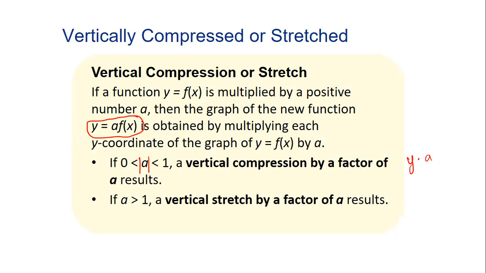So if it was a half, if it's a whatever, but this is going to apply to both. If the absolute value of a is greater than 1, then it's a vertical stretch. Again, still just means all you're doing is multiplying all your y values times a. We're not changing anything x-wise. Vertical stretch and compression only applies to your y.